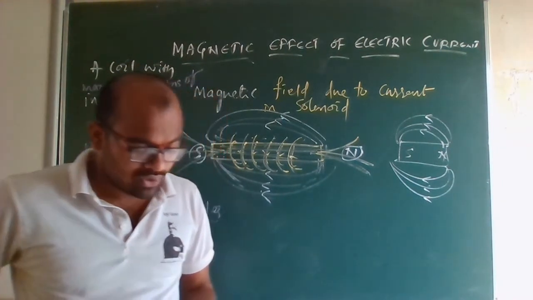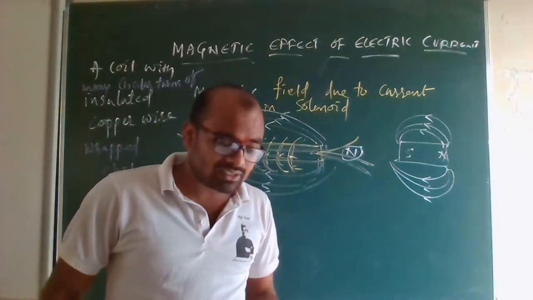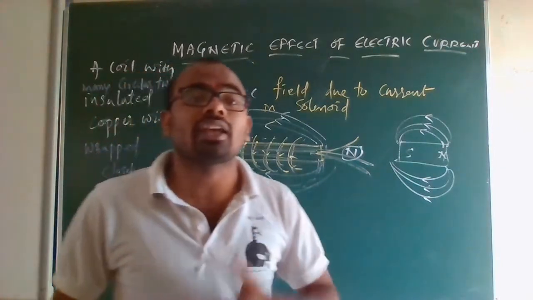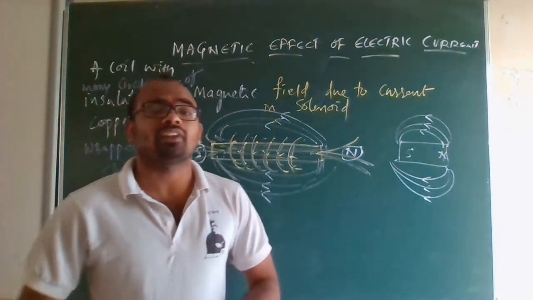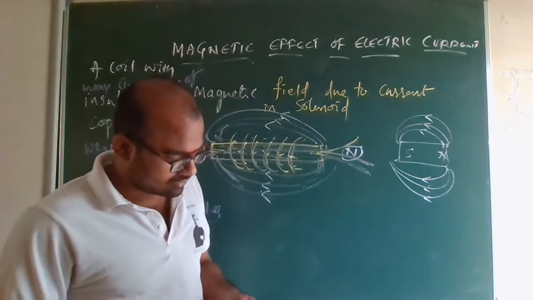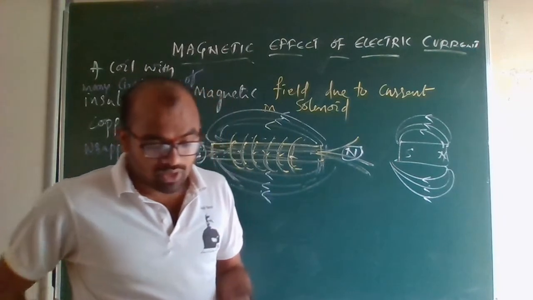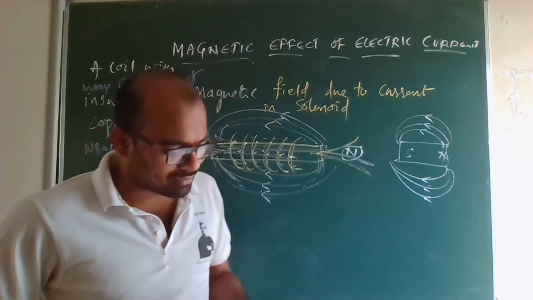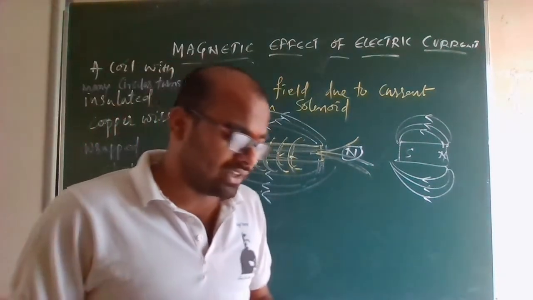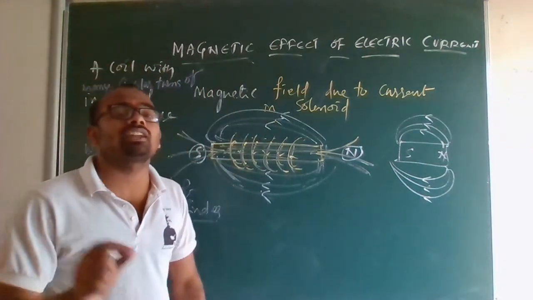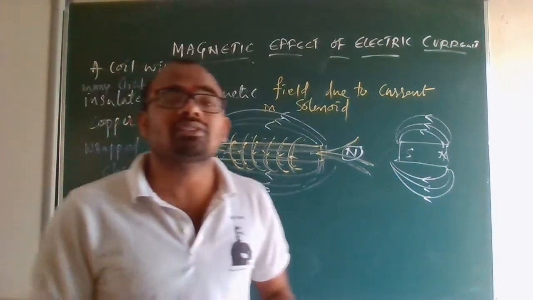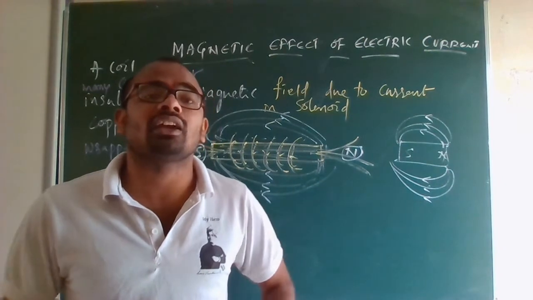Yes, magnetic field lines are parallel inside the solenoid. How are they? They are parallel. So magnetic field lines are parallel inside the solenoid, similar to a bar magnet, which shows that the magnetic field is the same at all points inside the solenoid.